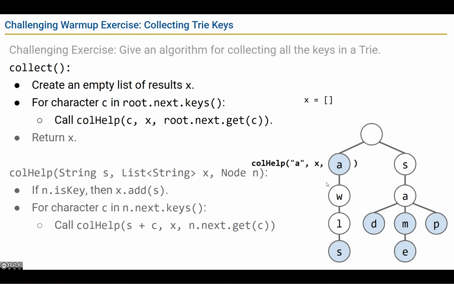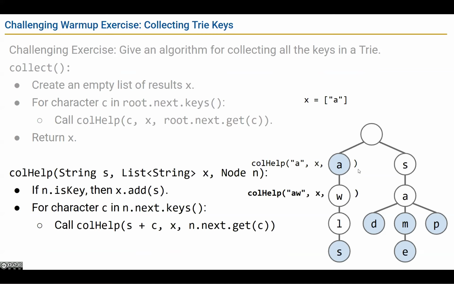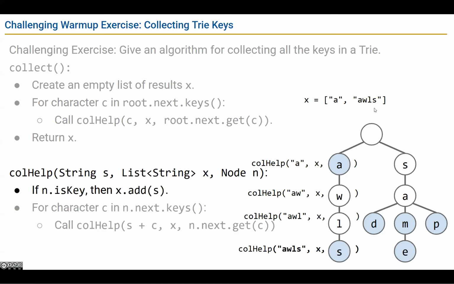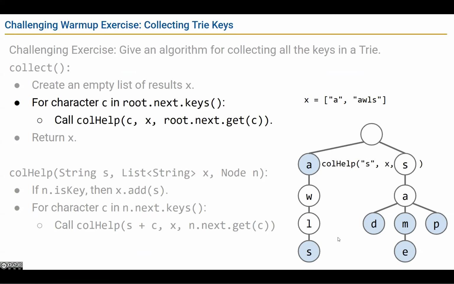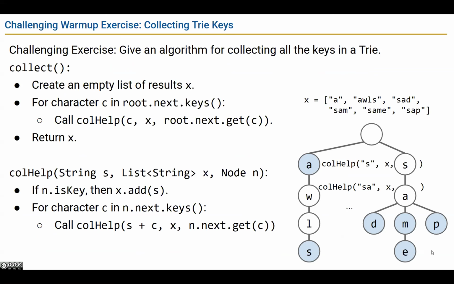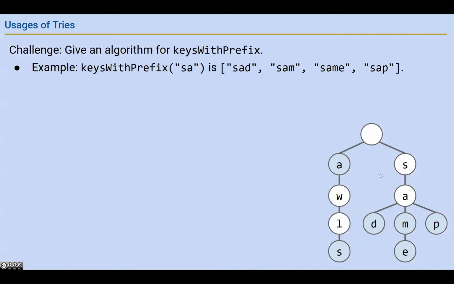So here's just a quick example. We'd call the helper here. Currently, the string is A. Then it goes to AW, AWL, AWLS. AWLS is a valid word according to this, so we add that to the list. And then we just go back up the tree. This is the same thing as a pre-order traversal. Then we look at S, SA, and so on and so forth. We get all the strings in our trie.